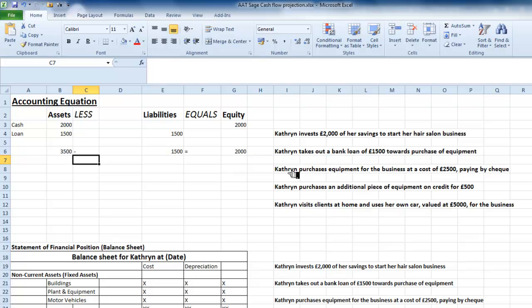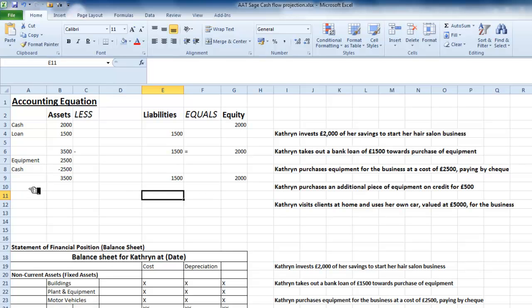Catherine purchased equipment for the business at a cost of 2,500, paying by cheque. Okay, so now we need to look at this. So we have an asset of equipment which is worth 2,500, but at the same time the cash has gone down by 2,500 since she paid by cheque. So I've still got basically the same equation. 3,500 minus the 1,500 is equal to 2,000. In other words, the accounting equation still balances.